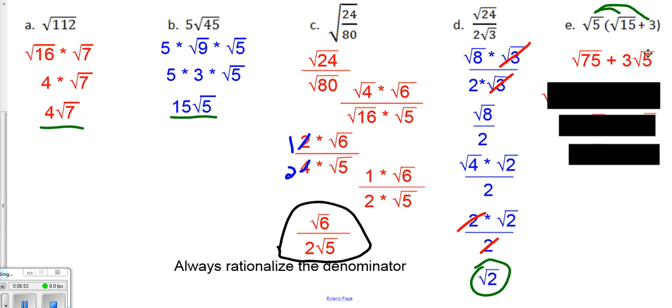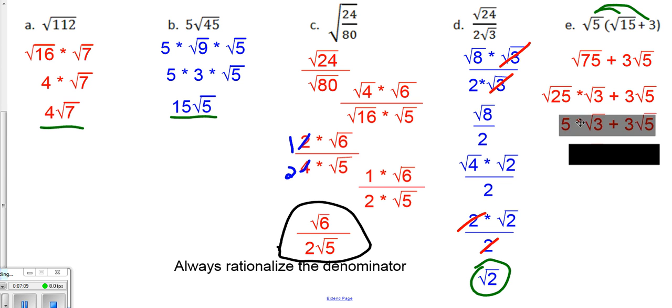Now, this one we can't break down anymore. Square root of 75, though, we can break down into square root of 25 times the square root of 3, because 25 times 3 is 75. Now, simplifying that some more, square root of 25 is simply 5. So we have 5 times the square root of 3 plus 3 square roots of 5. Simplify it all the way, it's 5 square roots of 3 plus 3 square roots of 5. Now, can we combine these two? No, we can't, because the square root of 3 is very different from the square root of 5.